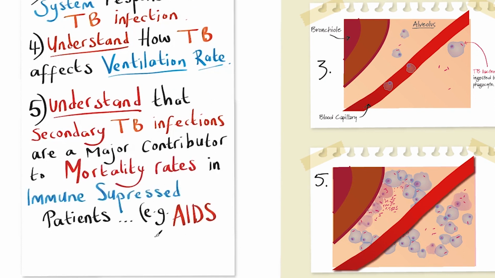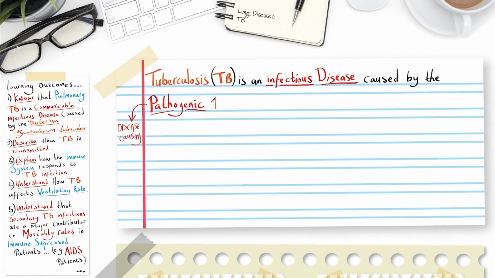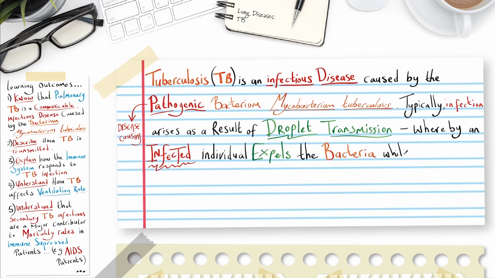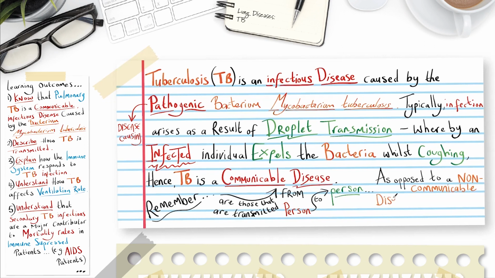For example, AIDS patients. Tuberculosis, TB, is an infectious disease caused by the pathogenic, the disease-causing bacterium Mycobacterium tuberculosis. Typically, infection arises as a result of droplet transmission, whereby an infected individual expels the bacteria whilst coughing, hence TB is a communicable disease. Remember, communicable diseases are those that are transmitted from person to person, as opposed to a non-communicable disease such as asthma or cancer, for example.